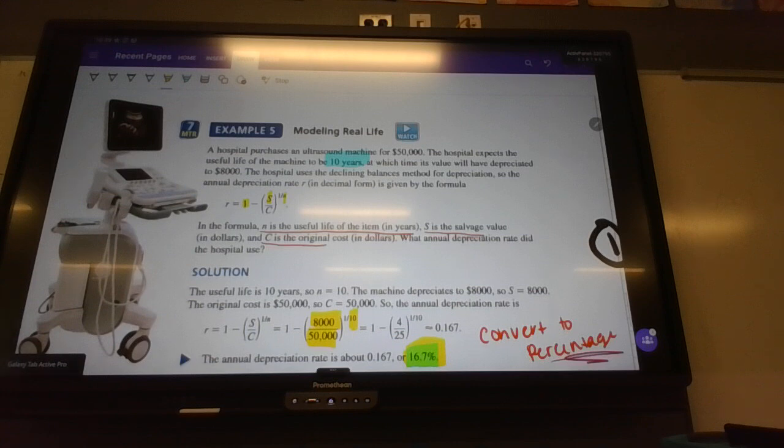Any idea why anybody would care how much their equipment depreciates? Or why do they say how much it's worth over time? Anybody? Anybody? Jaden?